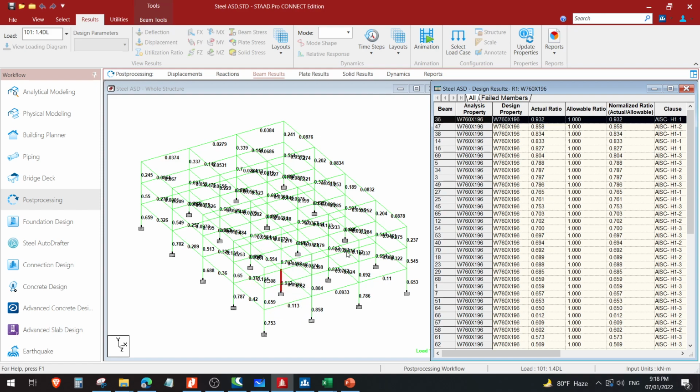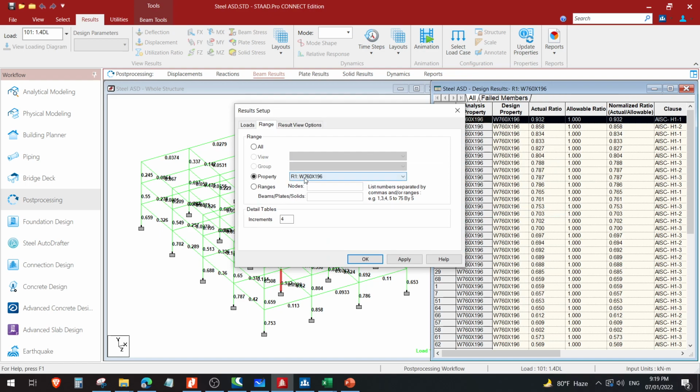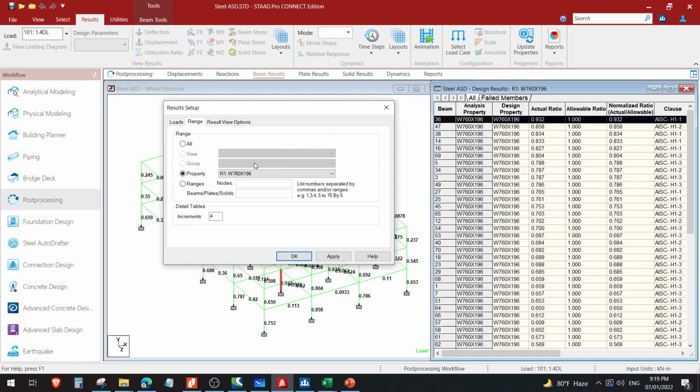So as you notice, even when we transition to ASD, kanina LRFD, siya pa rin yung nag-govern na member. Okay? And 0.932 yung demand capacity ratio niya. This time, sa ASD code. Now, if you wanted to check yung sa beam naman, punta naman tayo sa beam, right-click, result setup. So, let's choose lahat ng beam. Ito yung beam natin, no? Apply, okay.